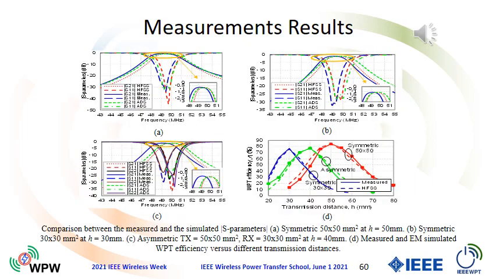The simulated and measured S parameters for the proposed wireless power transfer systems are shown in this slide. As shown, the symmetric and asymmetric wireless power transfer systems operate at 49.5 MHz, and the measured results are in good agreement with the simulated results.